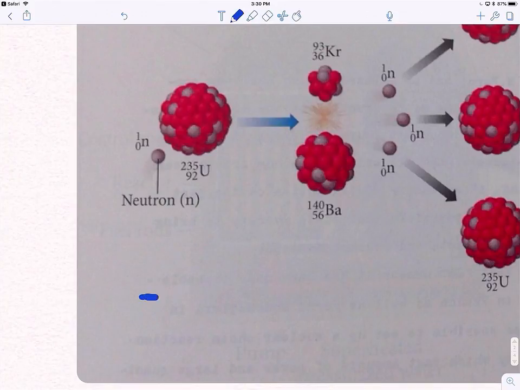Just like electrons have spin up and spin down, protons and neutrons are fermions too. They're spin up and spin down. There's an unpaired neutron in uranium-235, and a slow neutron is also called a thermal neutron.